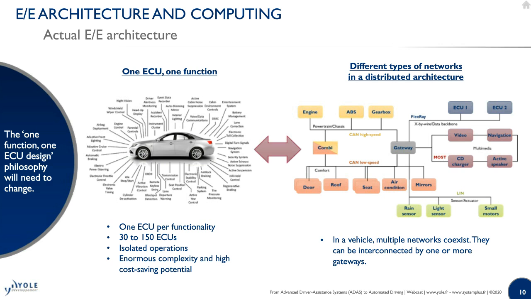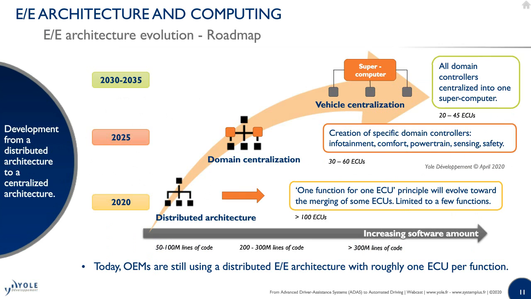On slide 11, you see the evolution of the electronic architecture. So this is a roadmap. So as of today, this is a distributed architecture. So the one function for one ECU principle is expected to evolve with the merging of some ECUs, but this will be limited to a few functions.